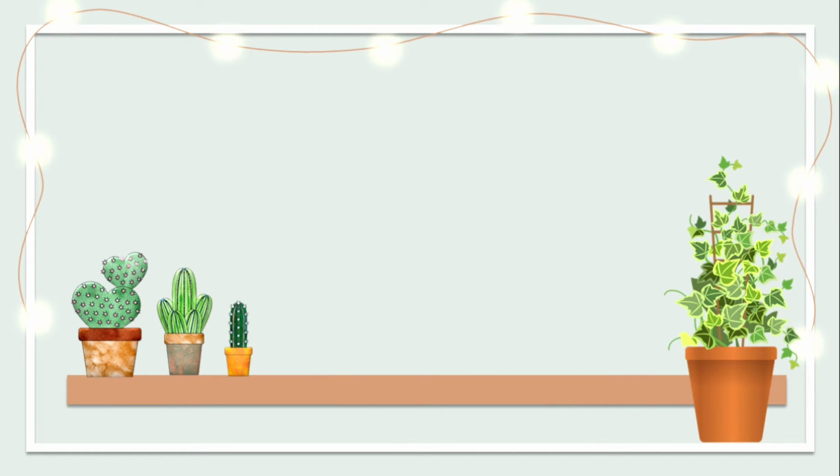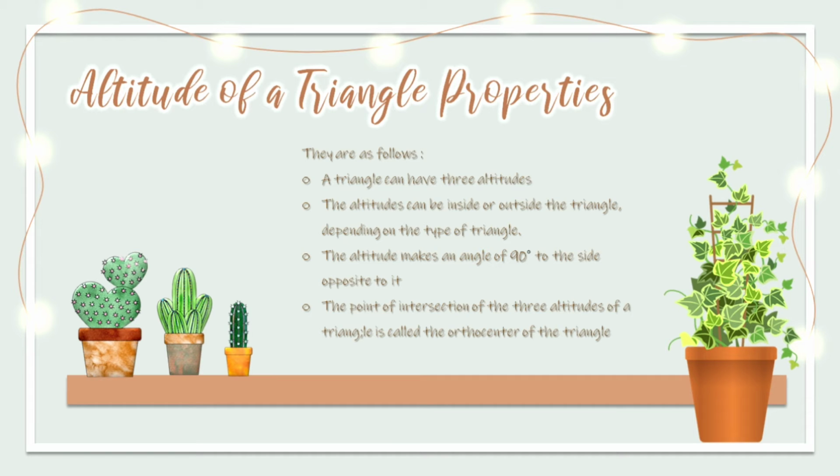Altitude of a triangle properties. The altitudes of various types of triangles have some properties that are specific to certain triangles. They are as follows. First, a triangle can have three altitudes. Second, the altitude can be inside or outside the triangle, depending on the type of triangle. Third, the altitude makes an angle of 90 degrees to the side opposite to it. And the fourth, the point of intersection of the three altitudes of a triangle is called the orthocenter of the triangle.